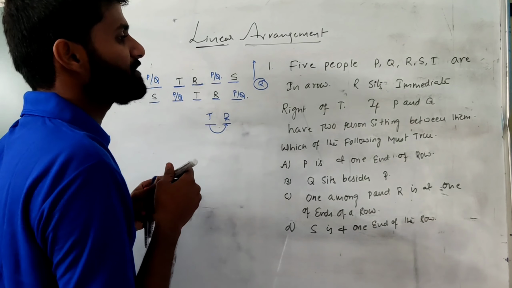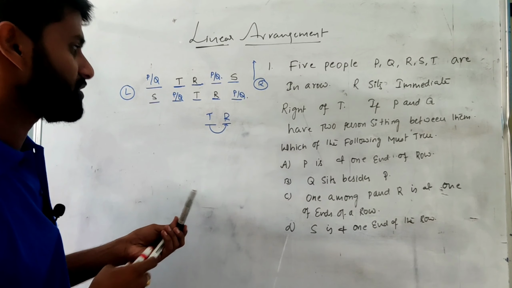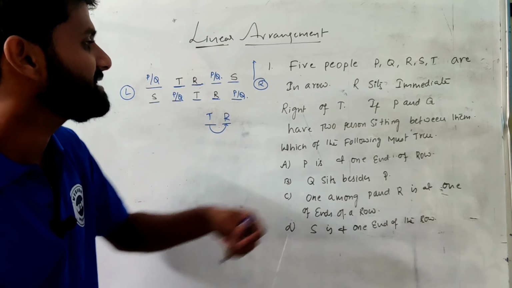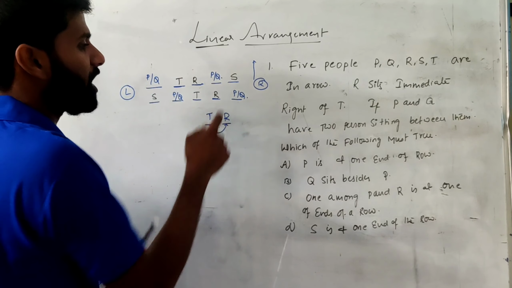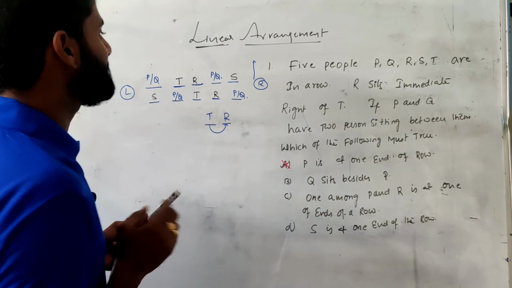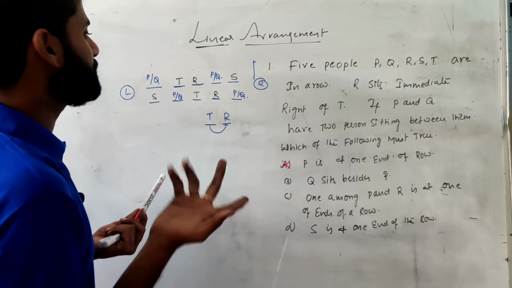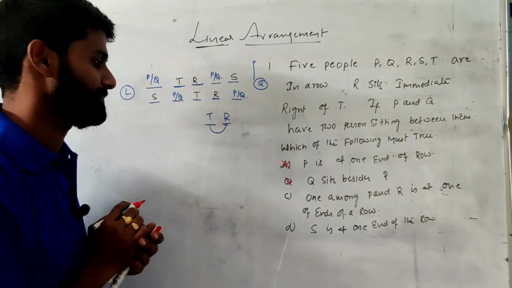Here is my question: which of the following must be true? So we need to identify which one is the true condition. Option A, P is at one end of the row. We cannot be sure here, P or Q. So this is the wrong one. Second one, Q sits beside P. He said that P and Q are not beside each other. So that is absolutely wrong. Why? Because between P and Q there are 2 persons.